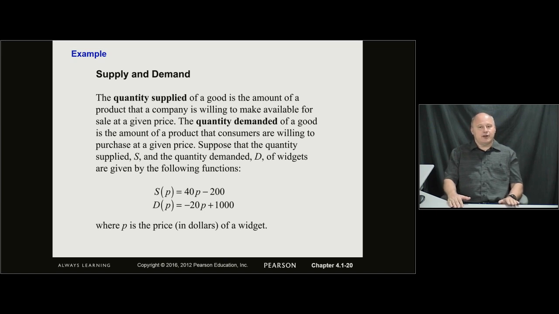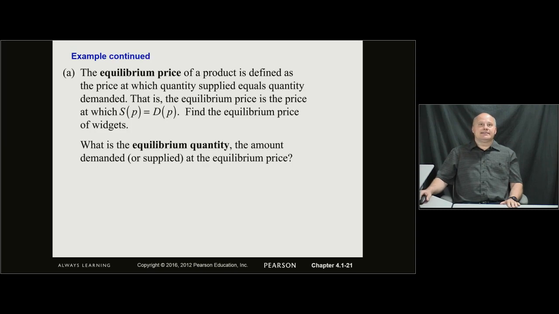So what we're trying to do, we ran across it when we were using these numbers, is find where it hits that same number, so that the consumers are happy and the company is happy. That's called the equilibrium, and we'll talk about that on our next slide. P is the price of the widget, though. Okay, so let's move on. The equilibrium price of a product is defined as the price at which the quantity supplied equals the quantity demanded.